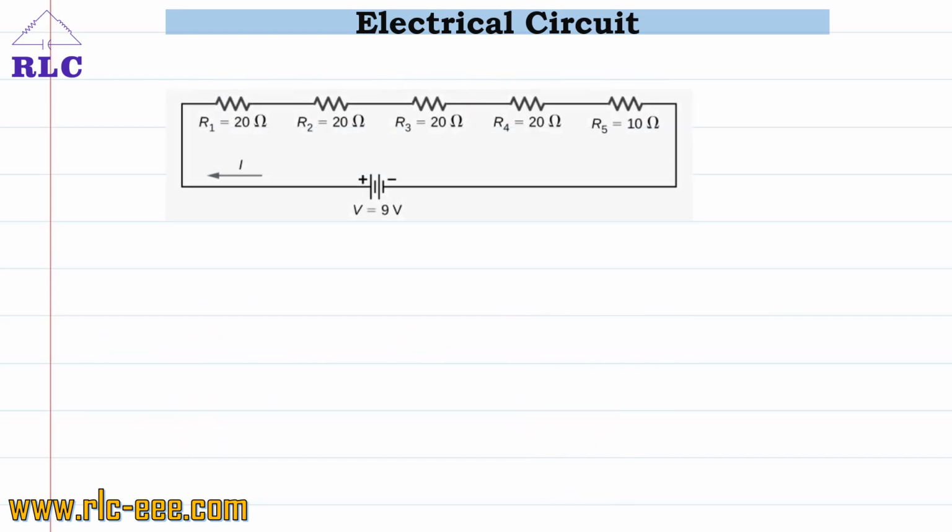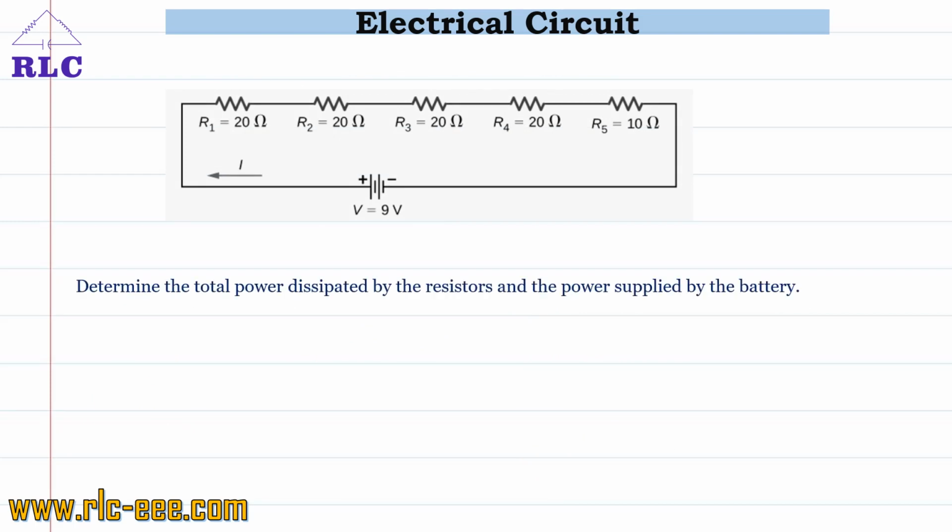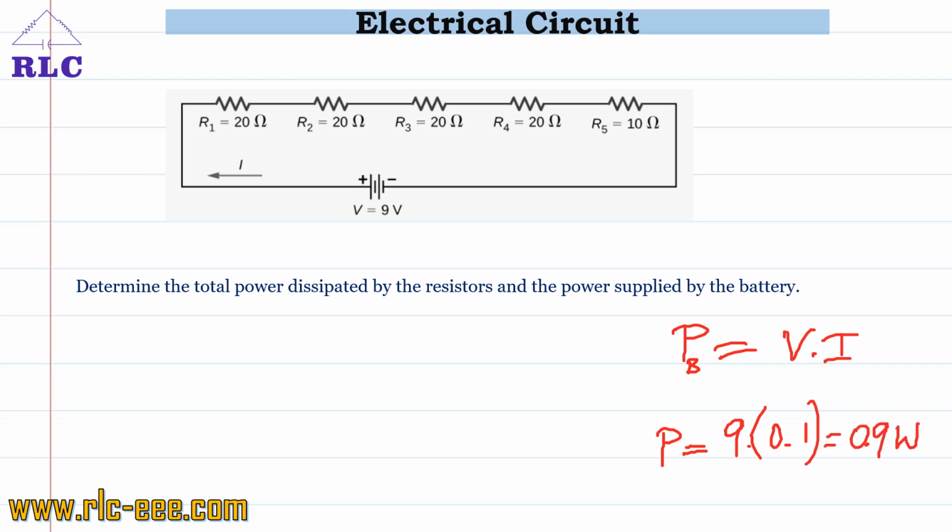Okay, next question is about the same circuit, and we need to determine the total power dissipated by the resistors and the power supplied by the battery. First we will study the battery power, that is P is equal to V into I. Just substitute the values. V is 9 volts and I we already found is 0.1 amps. It equals 0.9 watts. Now, we need to find the total power dissipated by the resistors.